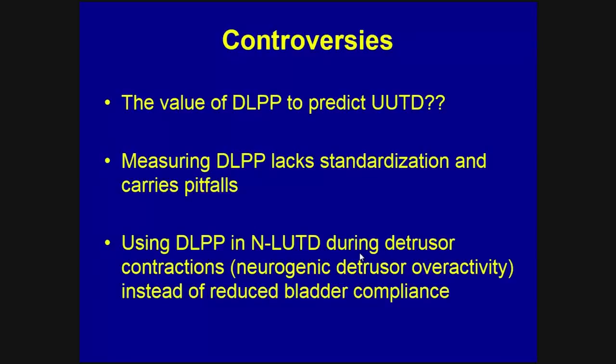However, today we see several controversies regarding the measurement and clinical interpretation of detrusor leak point pressures. For example, the cutoff value of detrusor leak point pressure to predict upper urinary tract damage is debatable. And measuring the LPP lacks standardization today and carries certain pitfalls. In many studies, the LPP in neurogenic lower urinary tract dysfunction has been misused as detrusor contractions instead of reduced bladder compliance.